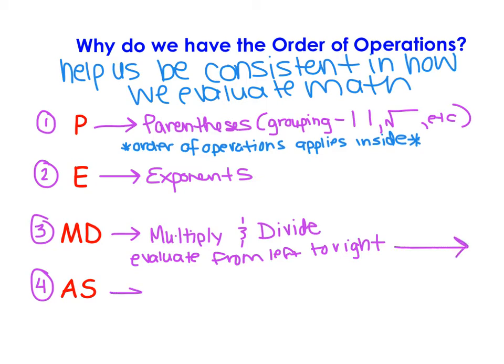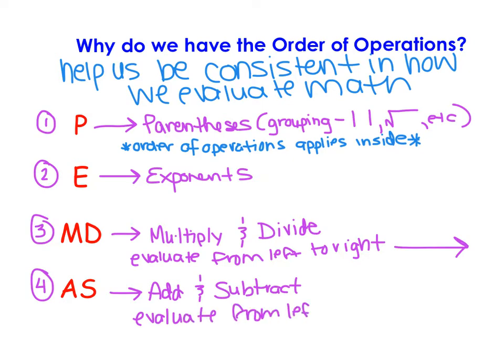And then finally, these last two stand for add and subtract. And again, like multiplication and division, we evaluate addition and subtraction also from left to right. So one doesn't necessarily come before the other. We move from left to right, addition and subtraction together. So we'll be using these to evaluate some problems on the next slides.